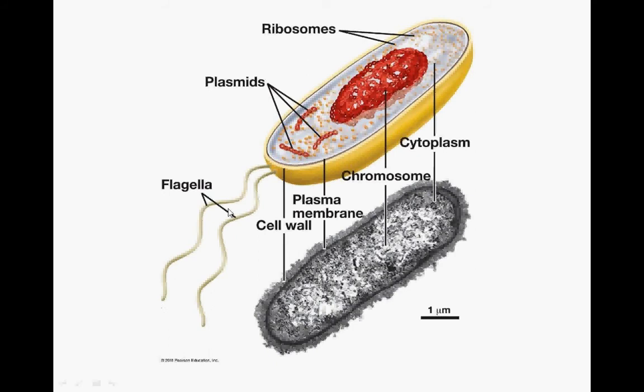On this diagram in the cartoon, we actually see two flagella as well. These are used in cell motility. We don't actually have them in the TEM image. Flagella are not present on all bacterial cells. They're certainly not essential for viability, but they are present on a fair number of them.